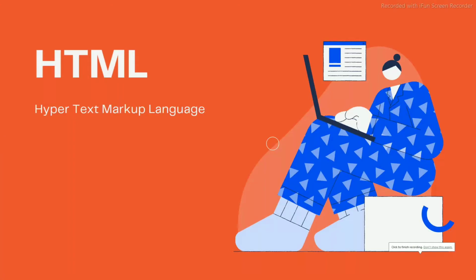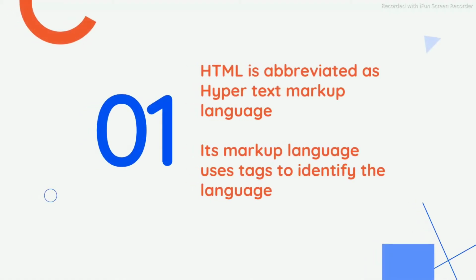In this video, we are going to discuss HTML, the hypertext markup language. Yes, this is the language which is the basis for web development. Along with HTML, we will use CSS and JavaScript for presentation and behavior, but HTML is termed the skeleton of the website. First of all, it is a markup language that uses tags to identify the language. We will discuss tags in the further concepts.